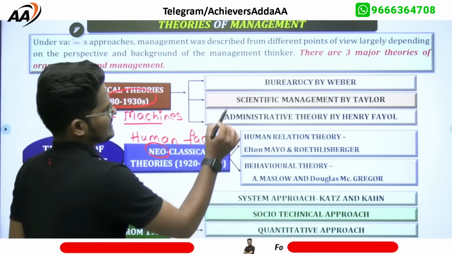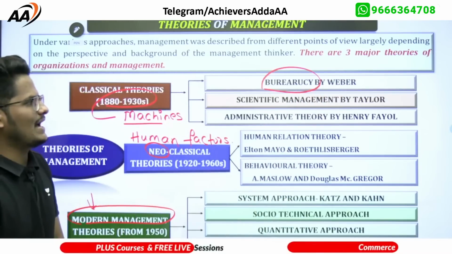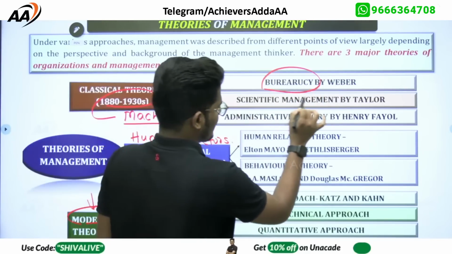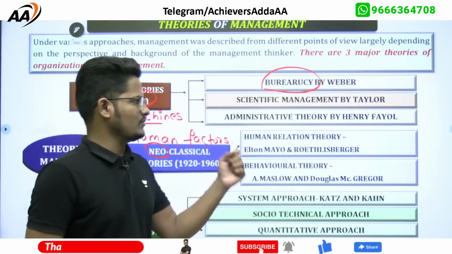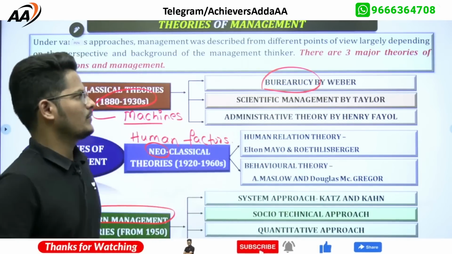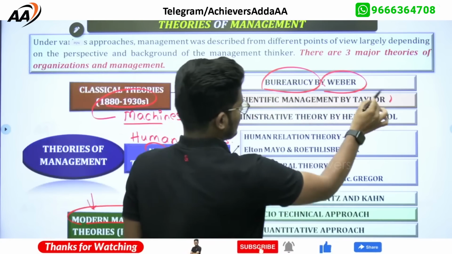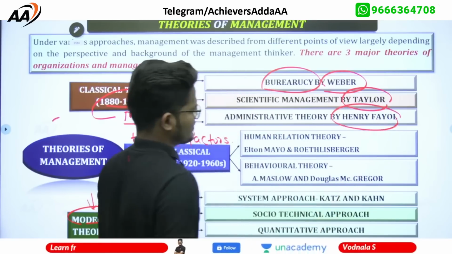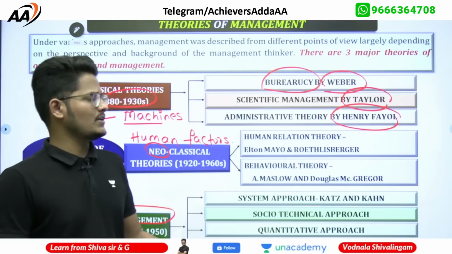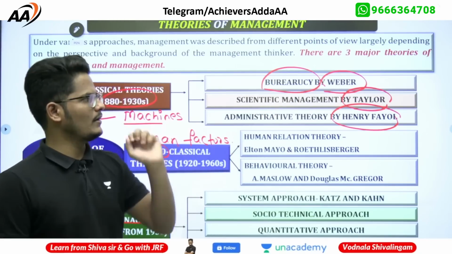Now, the types of classical theories. Bureaucracy theory, the theory of bureaucracy given by Max Weber. Scientific management theory given by F.W. Taylor. Administrative theory given by Henry Fayol, with 14 principles. Who is called the father of administrative management? That is Henry Fayol.